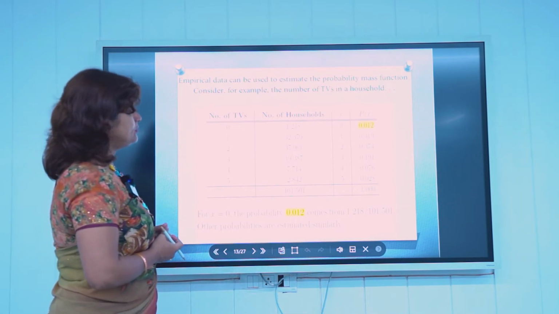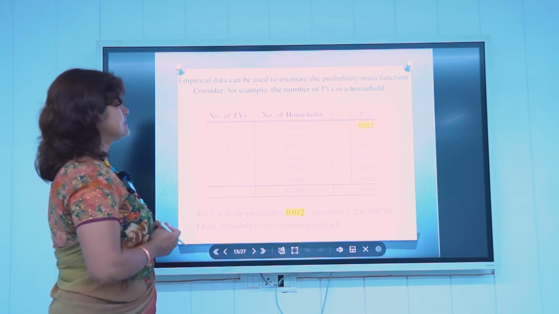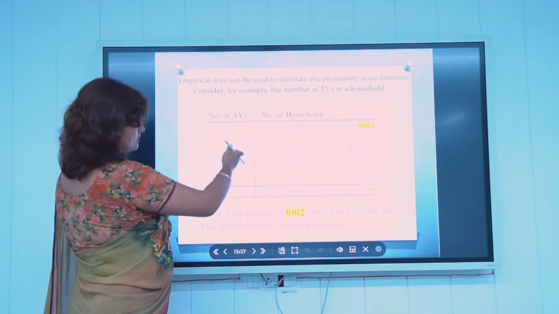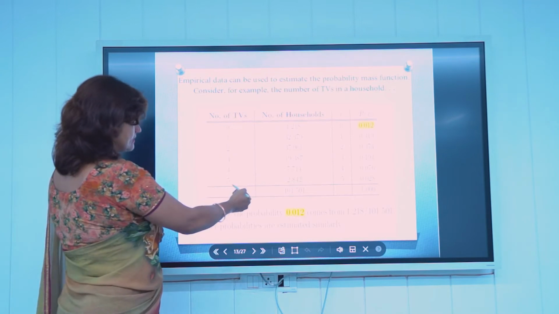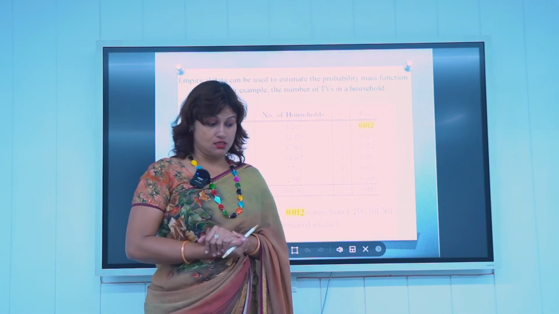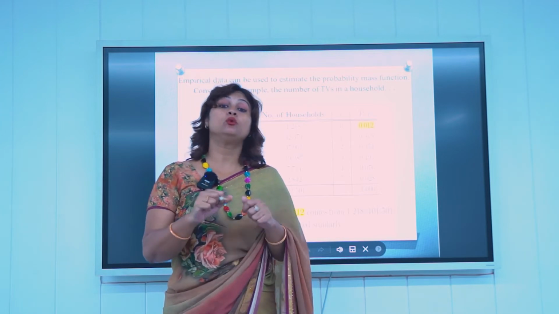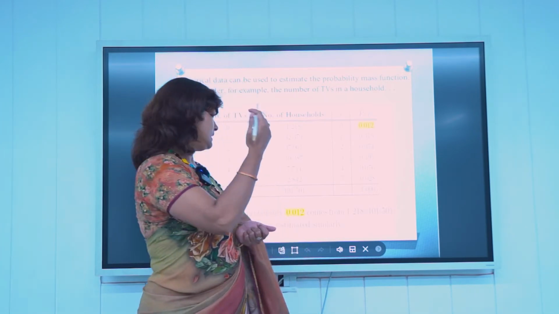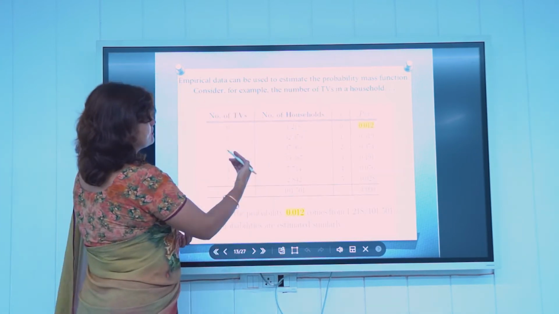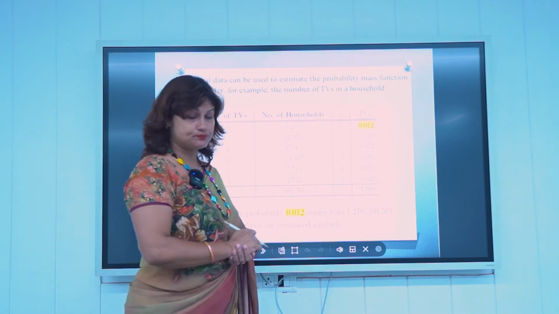Empirical data can be used to estimate the probability mass function. For this, let us consider that the number of TVs in a household is given this way. These are the number of TVs and these are the number of households. In a particular city, you come across statistical data about how many people actually do not have a TV at their home. These are 1218, and likewise those having one are 32,379, and so on.